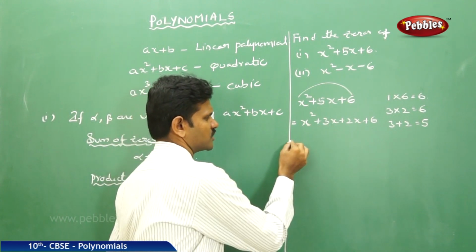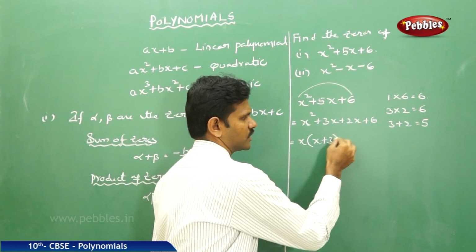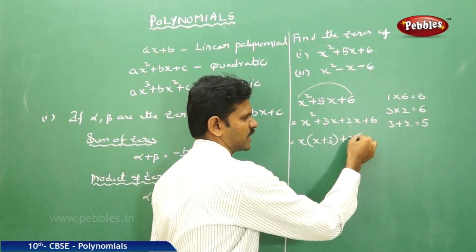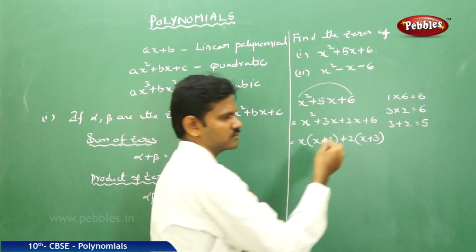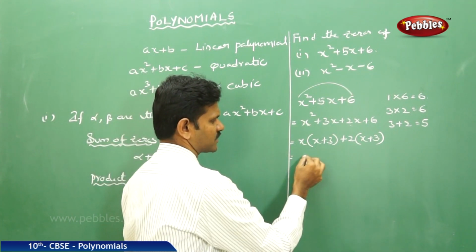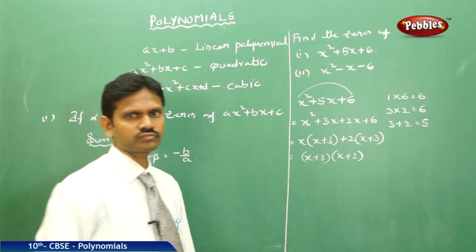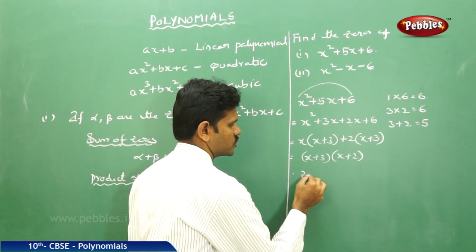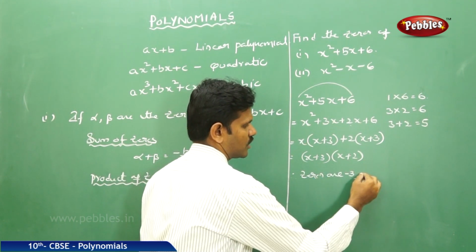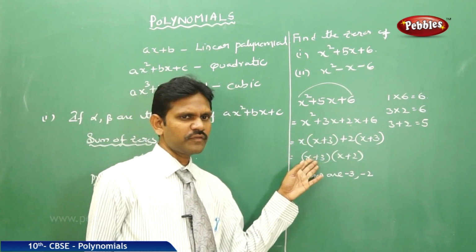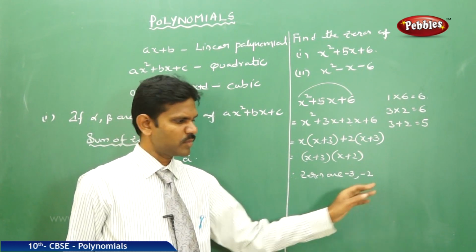Now from these two terms I take x common. The left terms are x plus 3, and at the same time from these two take 2 common, that is x plus 3, since 2 times 3 is 6. Therefore the common factor is x plus 3 and the other factor is x plus 2. Therefore the zeros are minus 3 comma minus 2. Why? Because the zero of x plus 3 is minus 3, and the zero of x plus 2 is minus 2.